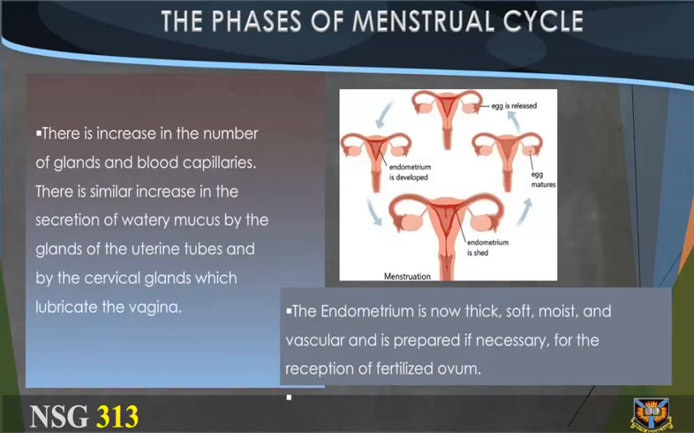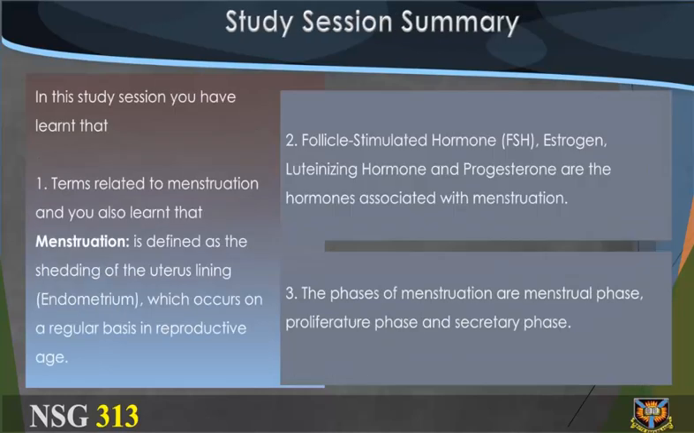There is an increase in the number of glands and blood capillaries. There is a similar increase in the secretion of watery mucus by the glands of the uterine tubes and by the cervical glands, which lubricates the vagina. The endometrium is now thick, soft, moist, and vascular, and is prepared, if necessary, for the reception of a fertilized ovum.